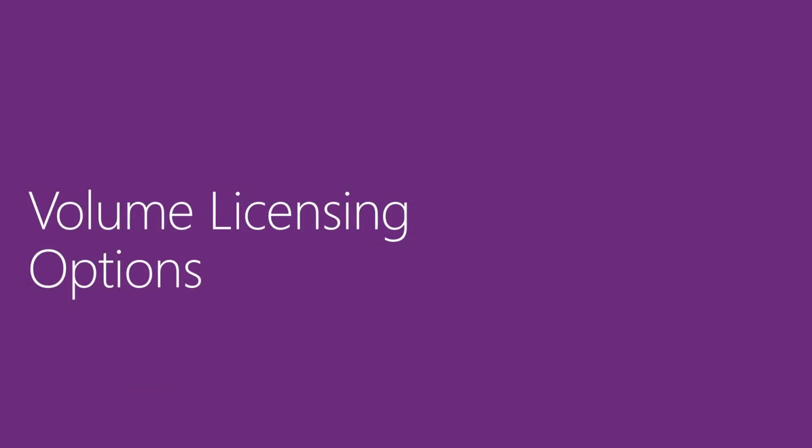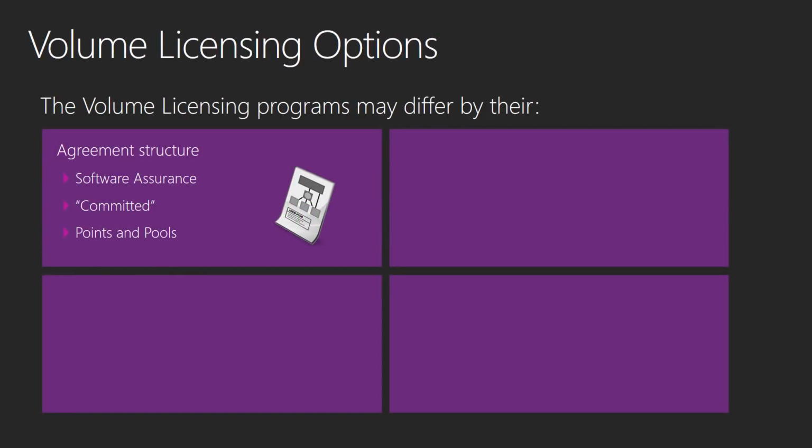Now let's go through some of the options that you will hear about as you learn more about the individual volume licensing programs themselves. So the volume licensing programs will differ by a variety of factors. And what I'm going to do is fill in these 4 purple boxes with various things that may differ between the different programs, and we'll be populating this over the next few slides. But let's begin with agreement structure.